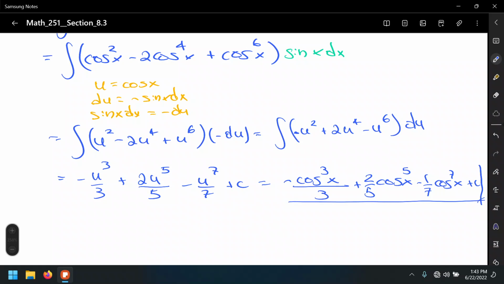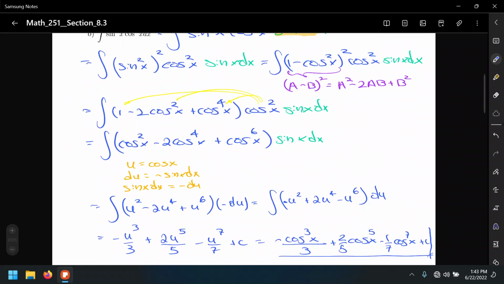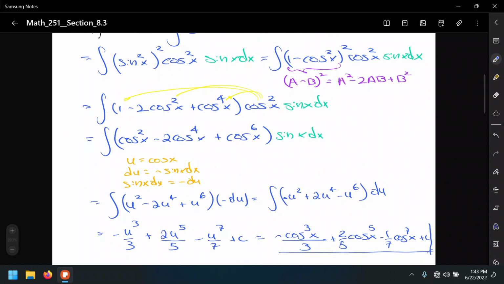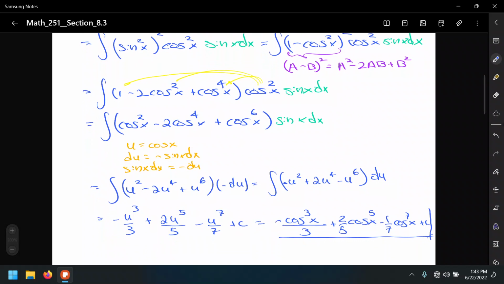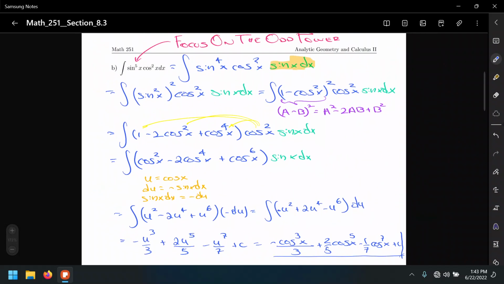Any questions about anything we have done for this exercise? Let me zoom it out so you can see the whole problem in case you missed anything. All right. Okay, perfect. Ready for the next one?